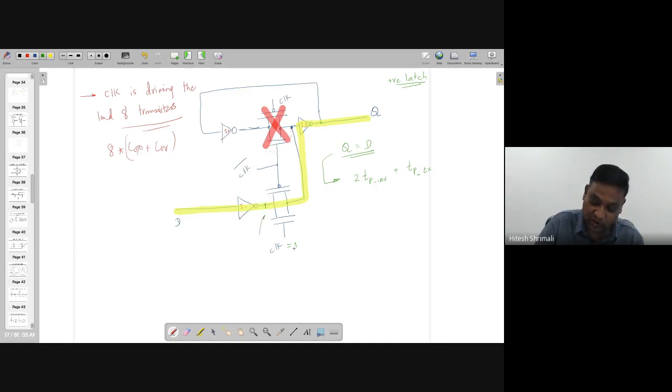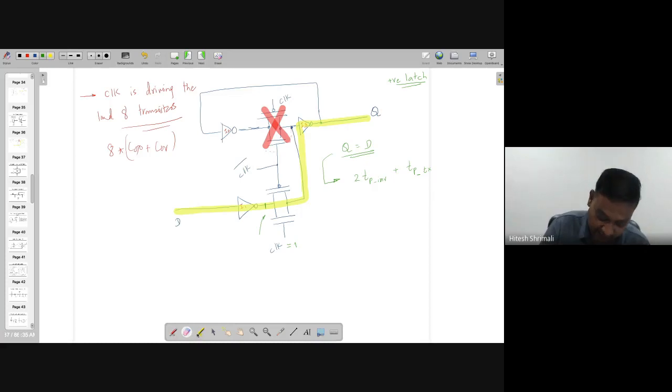Like when clock is 1, the data has to be ready before some time. That some time might be the propagation delay coming from I1. Okay, but we will look at that maybe at a later stage. But right now, this is the thing, right?